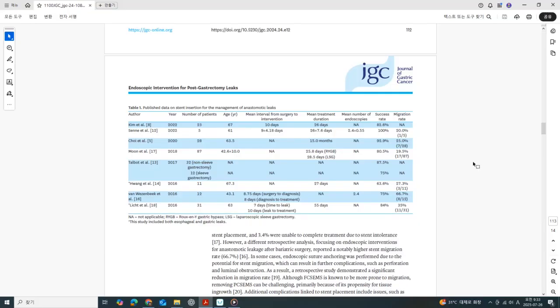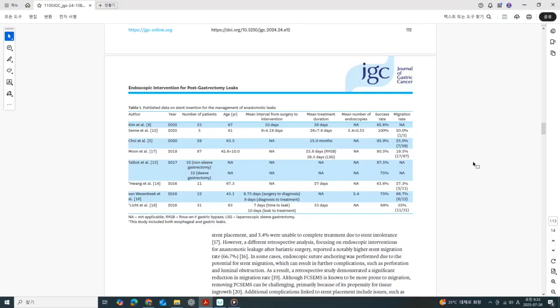Exactly. And you see the variability. Like one study from 2022, 23 patients, 82.6% success. Pretty good. But then another from 2016, 31 patients, 84% success, similar, but a 35% migration rate. Yeah, that really highlights the migration issue.